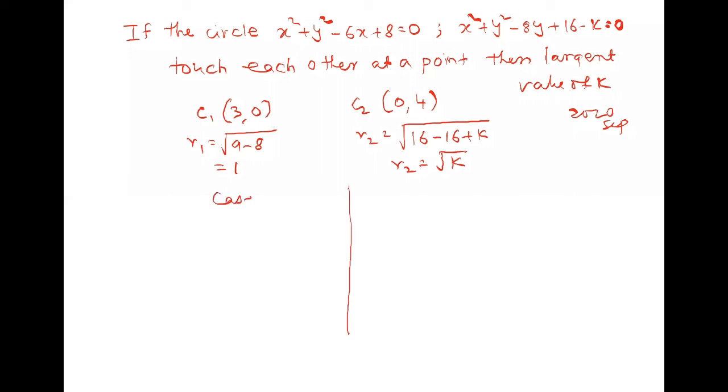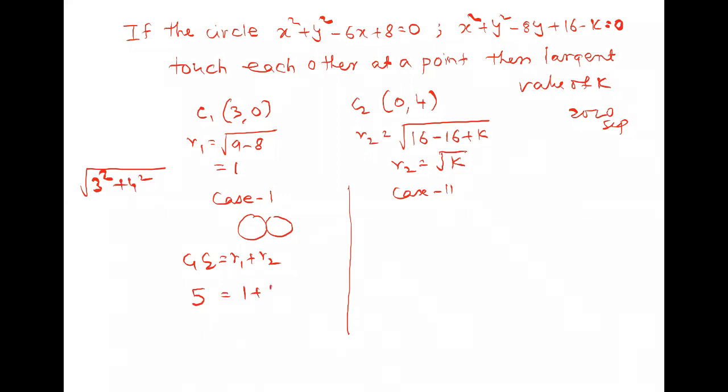A lot of students made a mistake. Case 2. When they touch externally, what happens? C1C2 is equal to R1 + R2. What is C1C2? C1C2 is 5 by Pythagoras theorem, since 3² + 4² gives 5, equal to 1 + √k. So √k is equal to 4, so k equals 16. 16 was the answer; every student wrote 16.